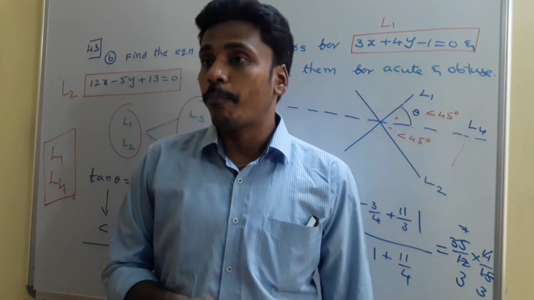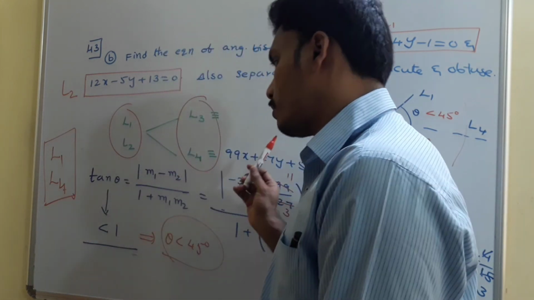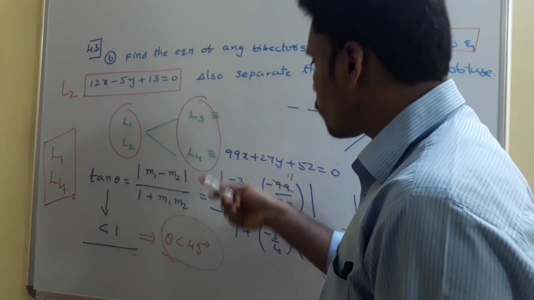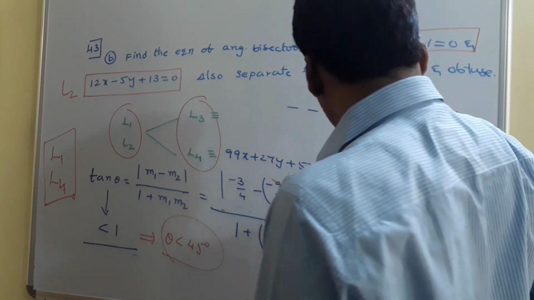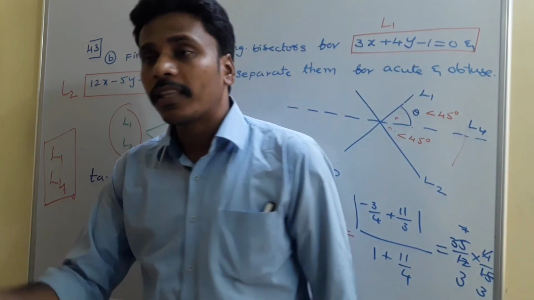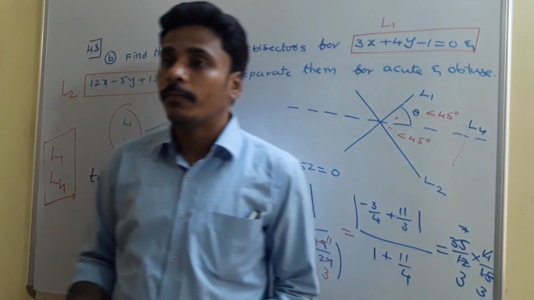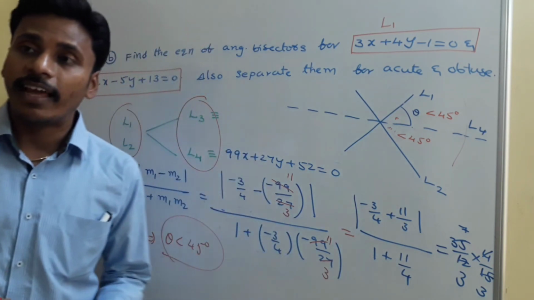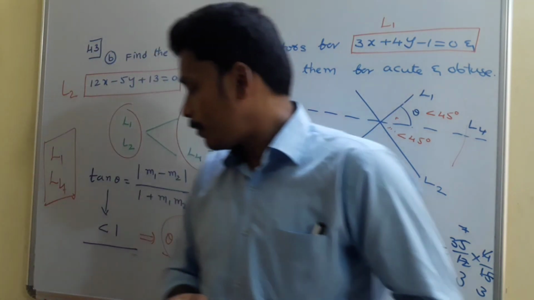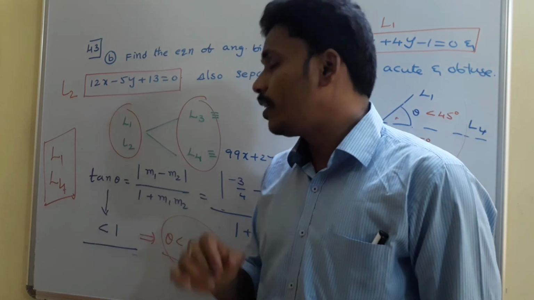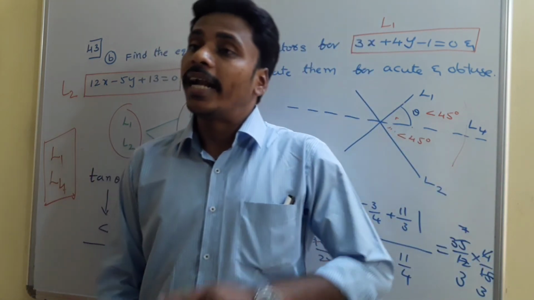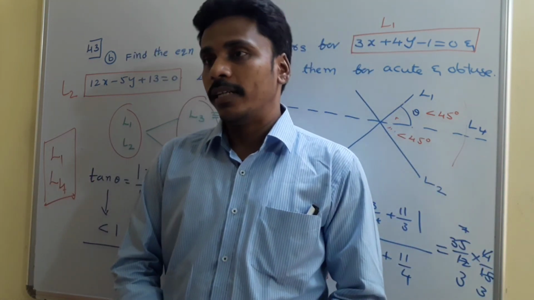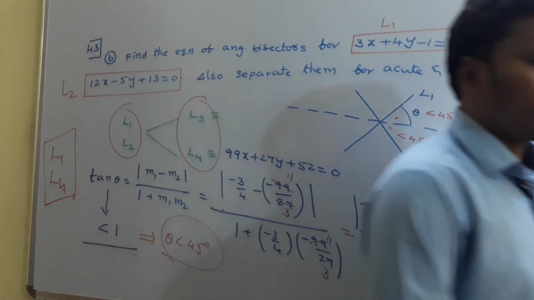For this particular problem, with these values, tan theta is less than 1. In some other problem, tan theta may be greater than 1. If tan theta is greater than 1, then you announce that L4 is the obtuse angle bisector and L3 is the acute angle bisector. Okay, just have a look.